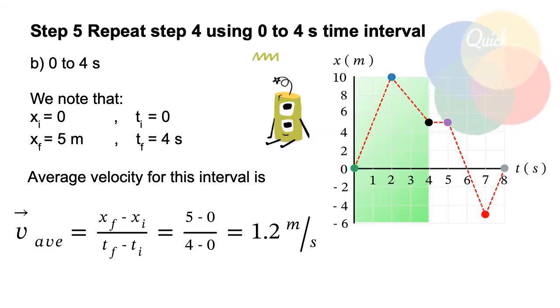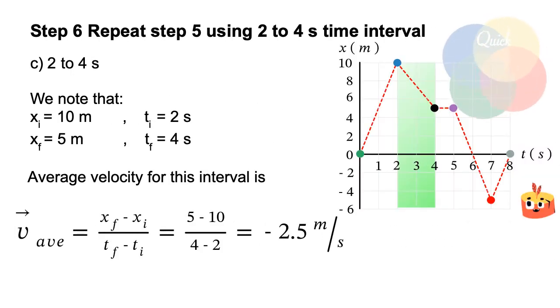Step 5. Repeat step 4 using 0 to 4 seconds time interval. Take note that still both x and t initial is 0, while x final is 5 meters and t final is 4 seconds. Plugging in, the average velocity for this time interval is 1.2 meters per second.